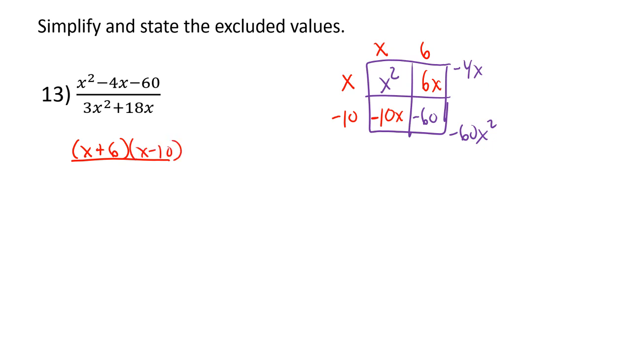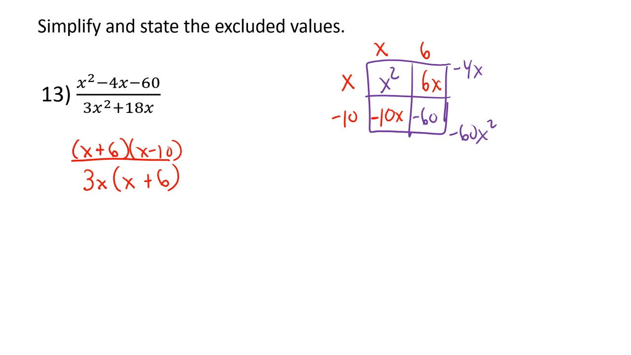In the denominator, we have the greatest common factor situation happening. A 3 and an 18 have a 3 in common. x squared and x, they have an x in common. And so 3x times x would make 3x squared. 3x plus 6 would make the 18x.